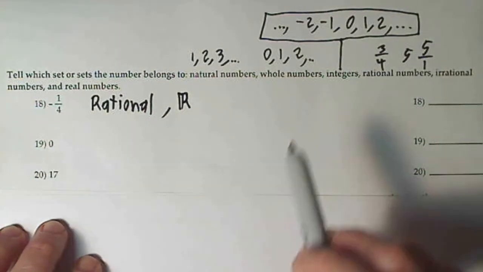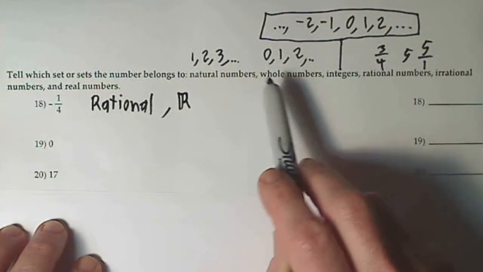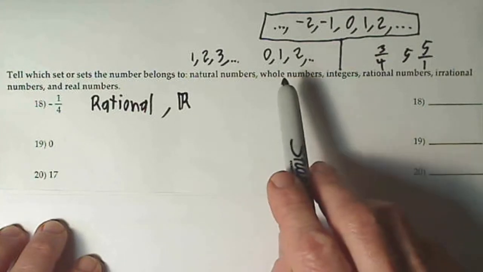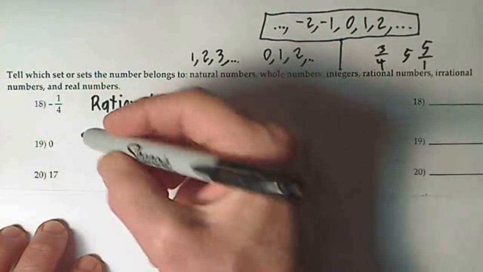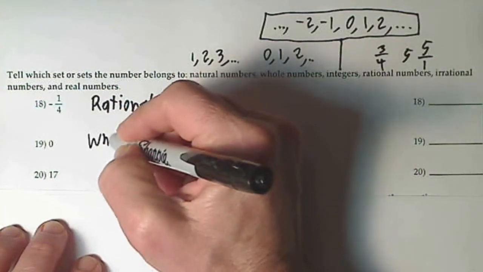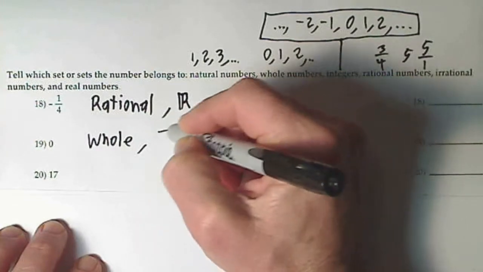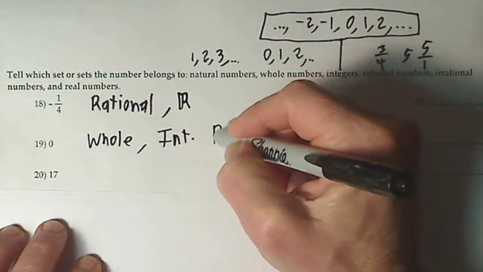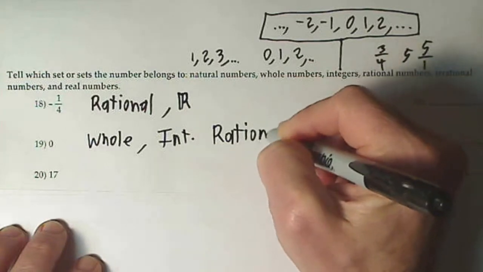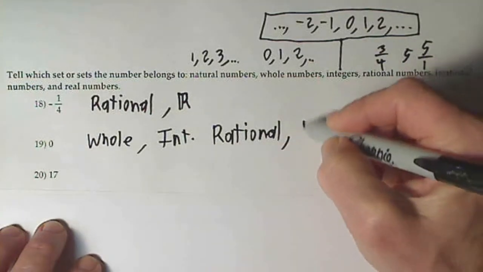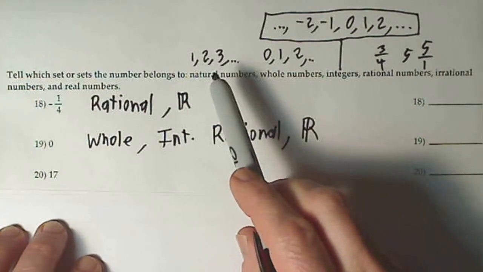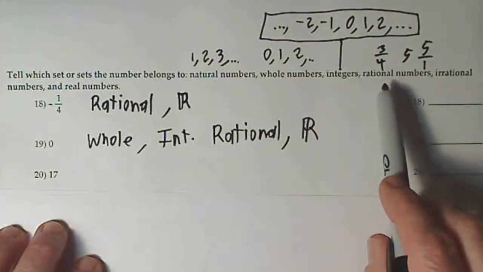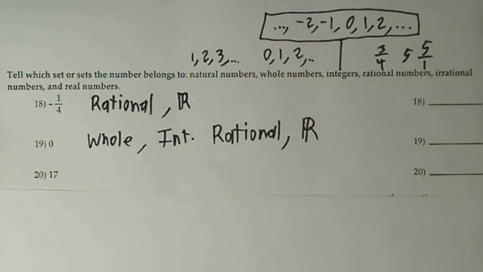0 is a whole number. It's not a natural number. So it's whole, integer, rational, and real. Got a lot of writing to do. Whole, integer, rational, and my fancy symbol for real. Okay, and then 17 is also a natural number, whole number, integer, rational, and real. I'm not going to bother to write that one.